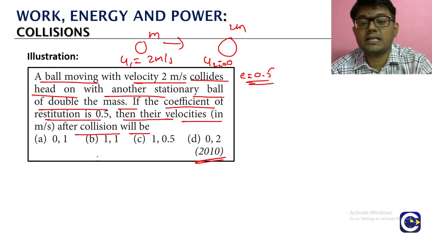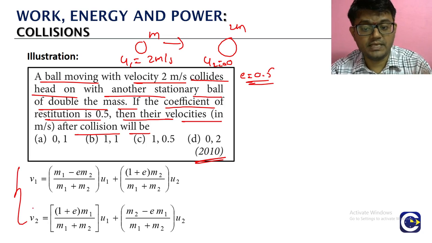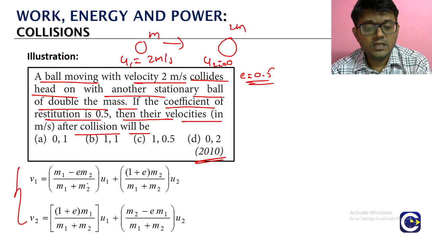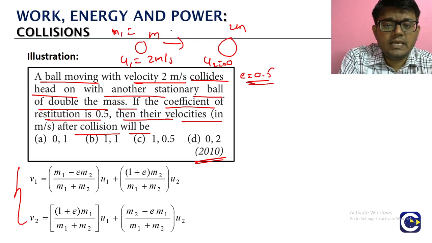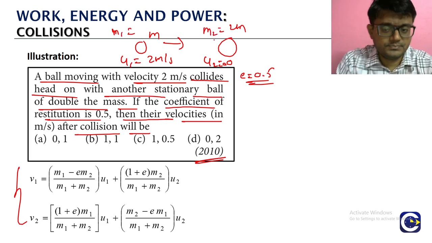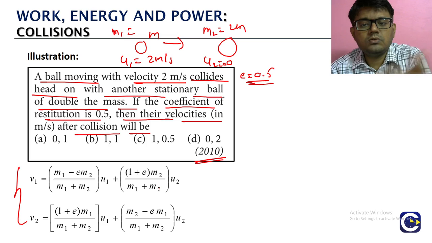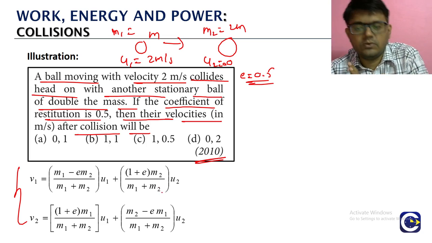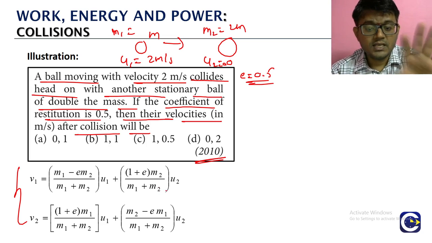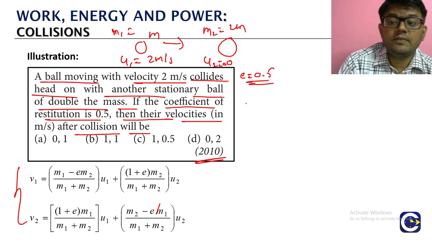Like already we have got the expressions for v1 and v2. Either you remember these expressions, where m1 is m and m2 is 2m, and then substitute the values of u1, u2 and e to calculate v1 and v2. That is one approach. If we are not able to remember these expressions, then we will go with the original approach.